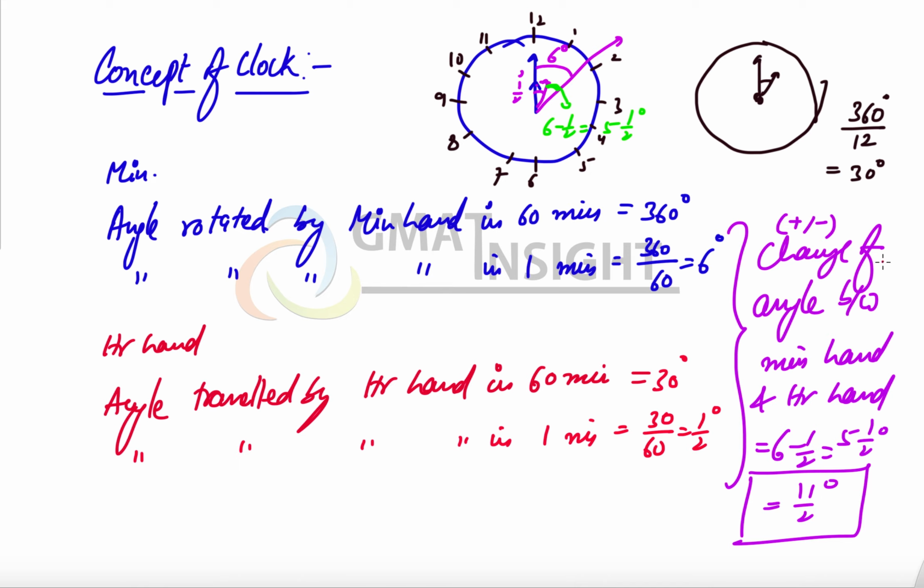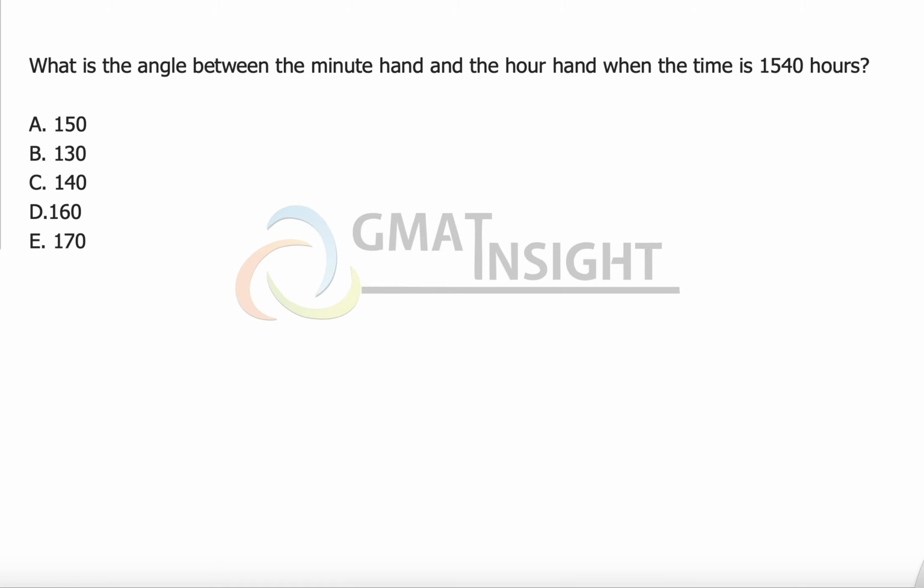So we have just summarized this concept: the change of angle between the minute hand and hour hand in 1 minute is equal to 11 by 2 degrees. Now, having understood this, we are going to answer this question that we have here.